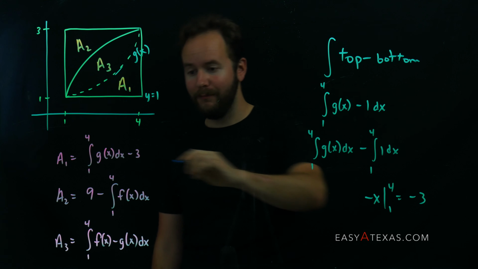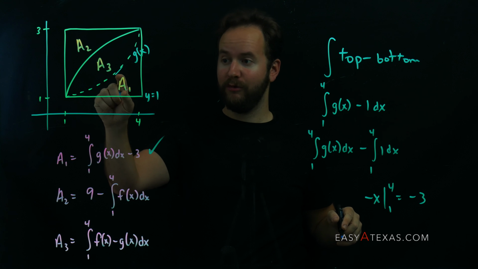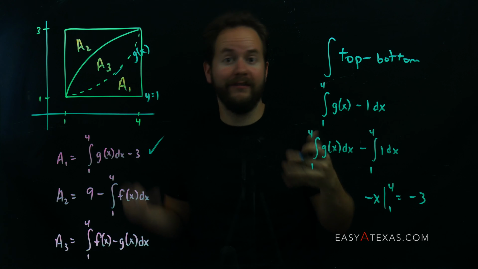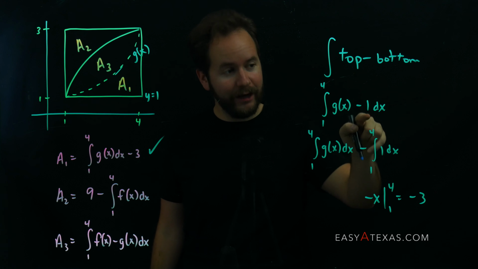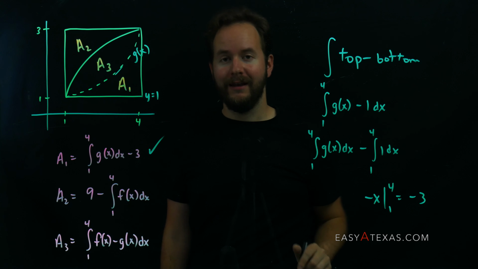So this actually ends up being true. G of x minus 1 gives us the area sandwiched between these two, A1. When I integrate g of x minus 1, I can't integrate the g of x because I don't know what g of x is, but I can integrate the 1. And the integral of 1 is x. Doing that from 1 to 4 gives me negative 3.